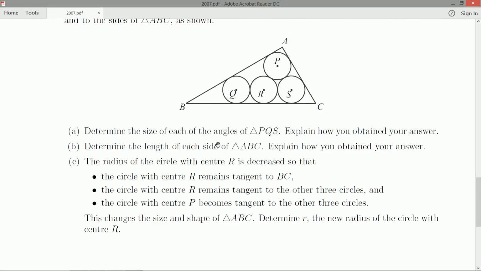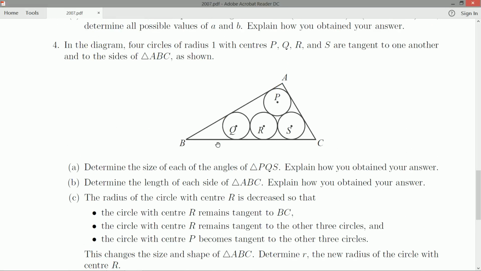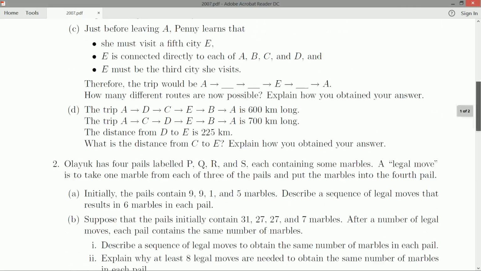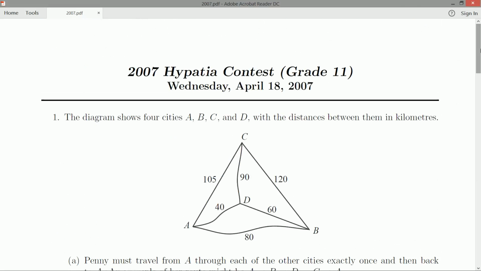Up next will be the 2007 Euclid, and eventually the 2008 Hypatia. If you're looking for more Hypatias, of course, you can take a look at the 2006, 2005, and so on that I've already got posted up on my channel.